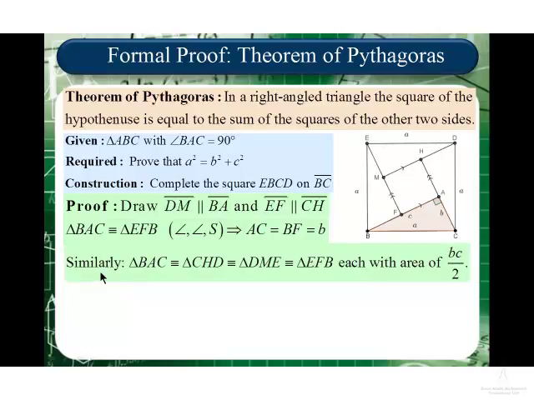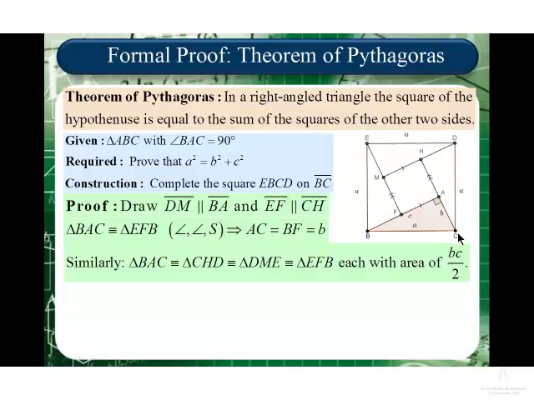In a similar way, and this is something that you can check out for yourself, very similar to what we have done just now, we can prove that the triangle BAC is congruent to the triangle CHD, and in the same way congruent to the triangle DME, and we have seen already that BAC, we have proved that, is congruent to EFB. So in the same way we can show the congruency of all four of these triangles. Now note that these triangles really represent the four triangles that you can see, and one of them being the original triangle that we started out with, BAC.